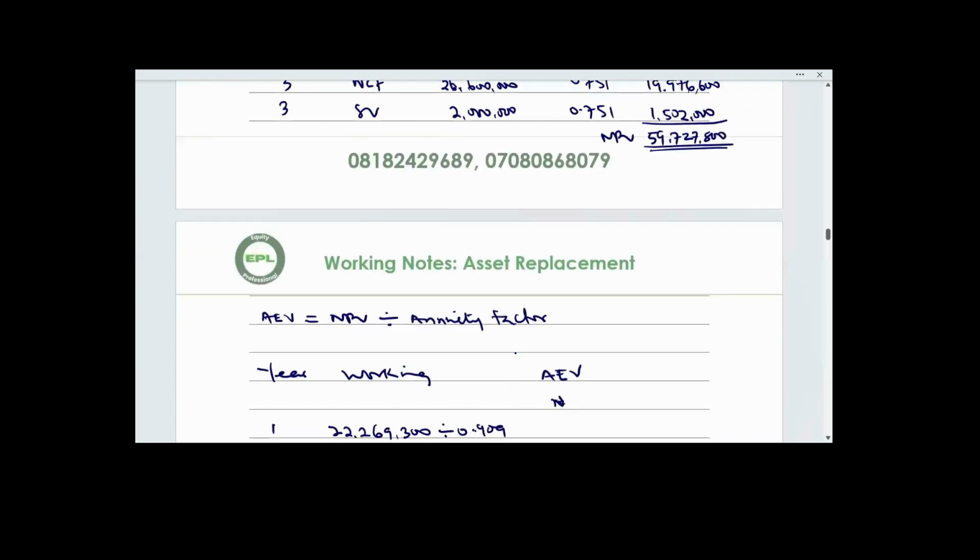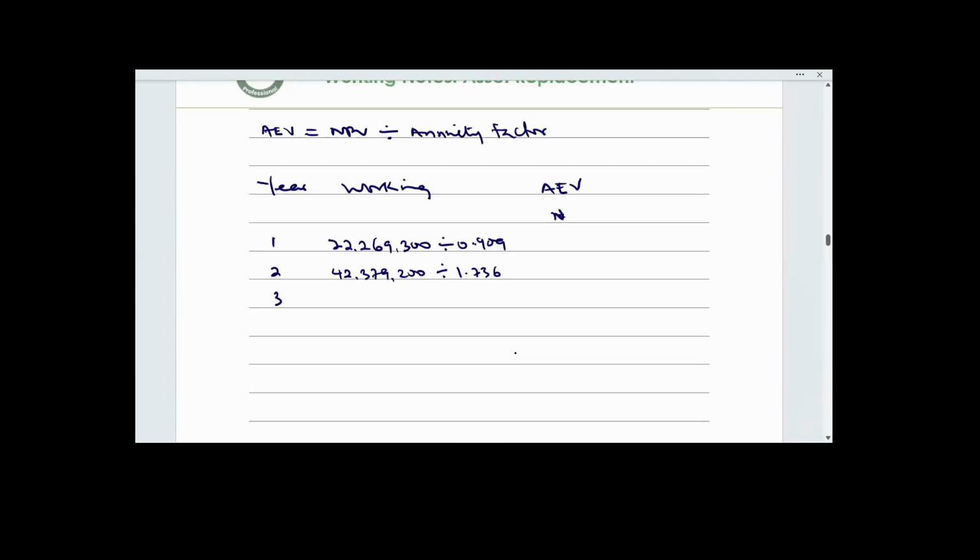Then NPV of year 3 is 59,727,800. Annuity factor of year 1 to 3 at 10%, 2.487. So divide by 2.487 equals 24,016,003. Then 42,379,200 divided by 1.736 equals 24,411,982.